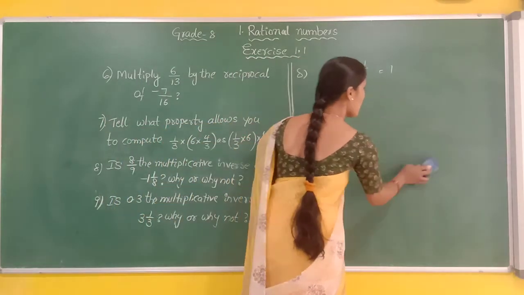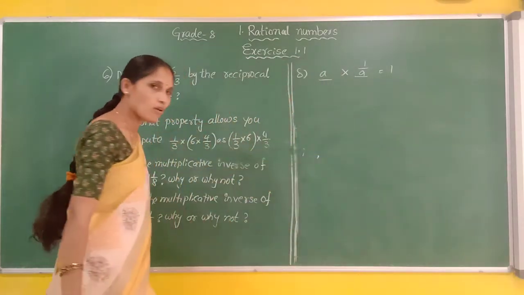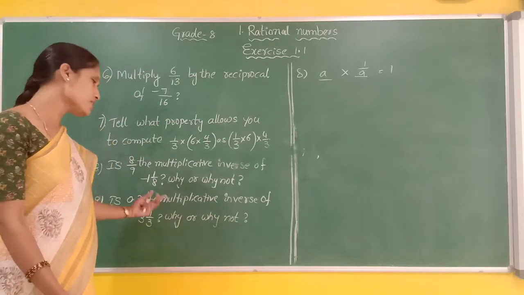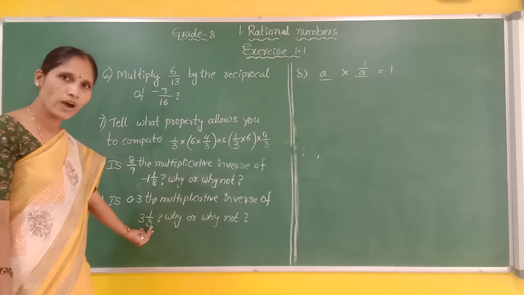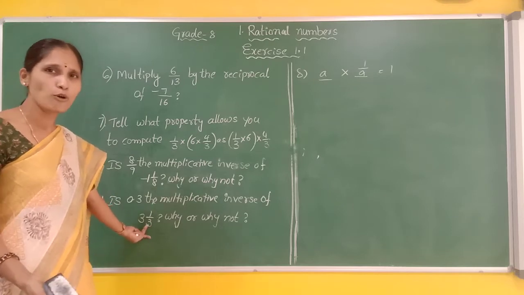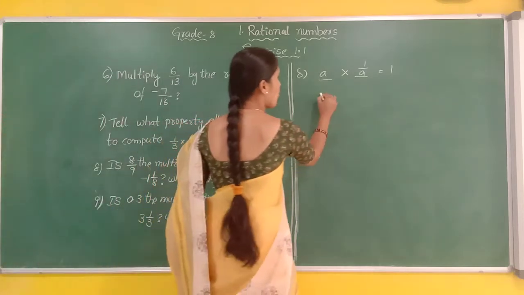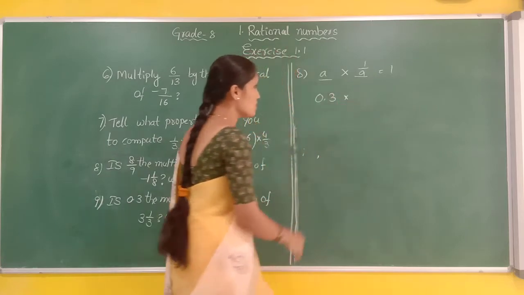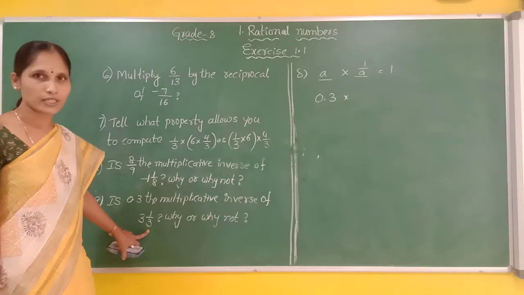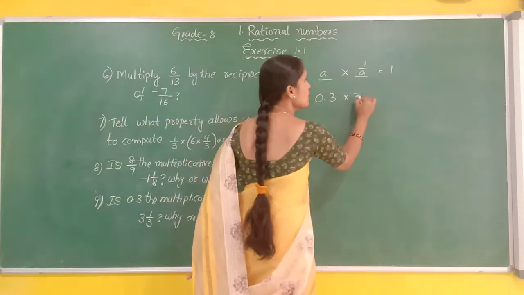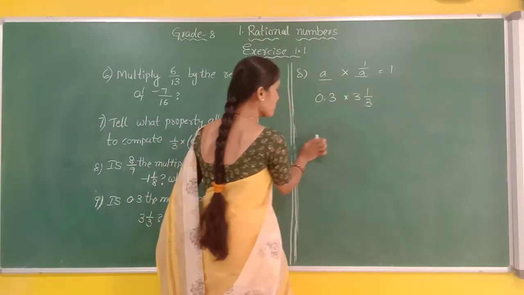One number is 0.3 and the other number is 3 1 by 3. Let's find the product of these two numbers also. If that value is equal to 1, yes. Otherwise, no. Let's simplify this problem.